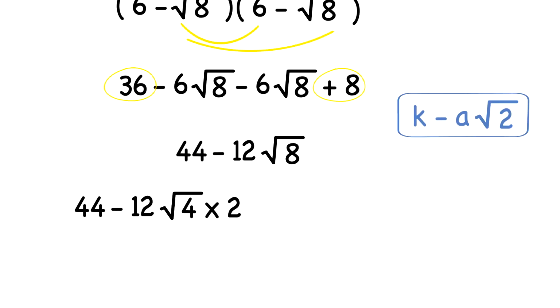So if we now make it 12 root 4 times 2, we can solve the root 4 because that's no longer a surd. That will be a positive 2. Times that by the 12 to make minus 24. And then the root 2 is left over. So overall we have 44 take away 24 root 2, and that's in the right format.